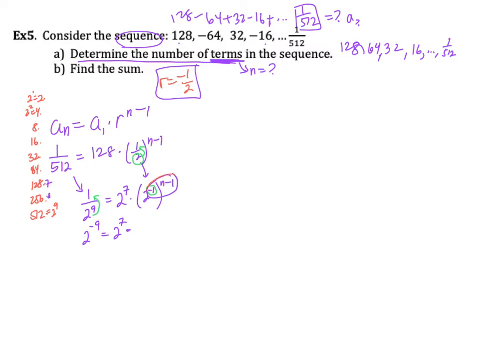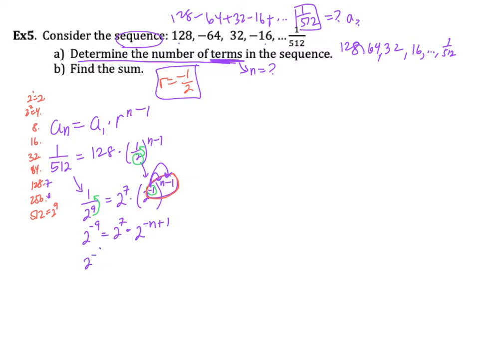Right, so what do I do when I take 2 to the negative 1 to the n minus 1 power? Hopefully you were saying to yourself, you would multiply those exponents. You would multiply those exponents to get a negative 1 times n and negative 1 times 1, so it's to the power of negative n plus 1.